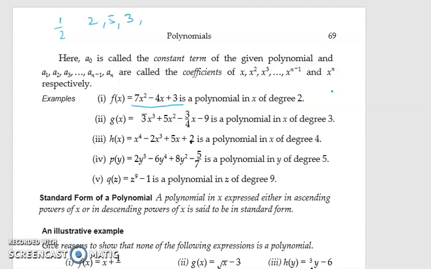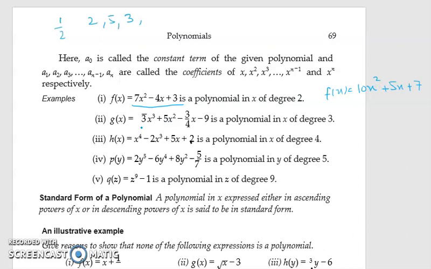Suppose I write fx is equal to 10x square plus 5x plus 7. What is the variable here? The variable is x. So what is the highest power? The power of x is 1 here and the power of x is 2. We don't say 2, we call it square. So the highest power will be the degree of the polynomial, that is degree 2.